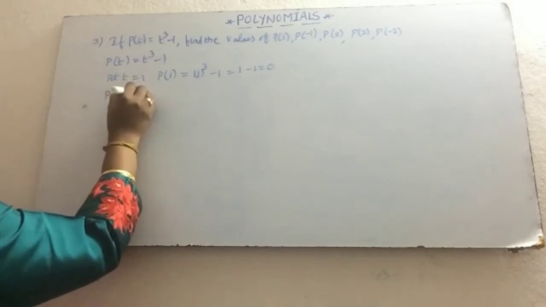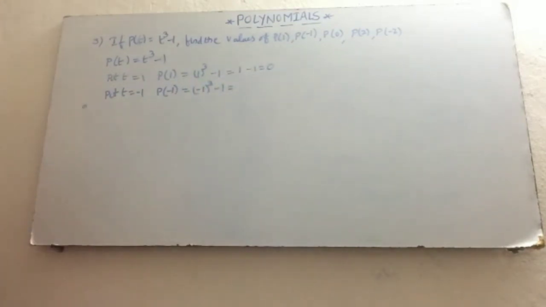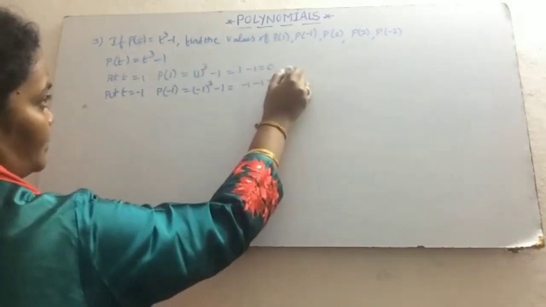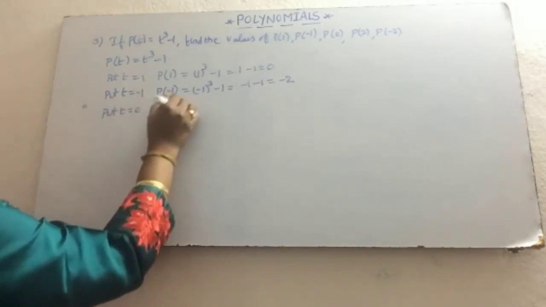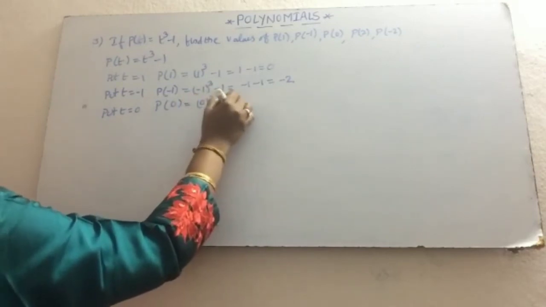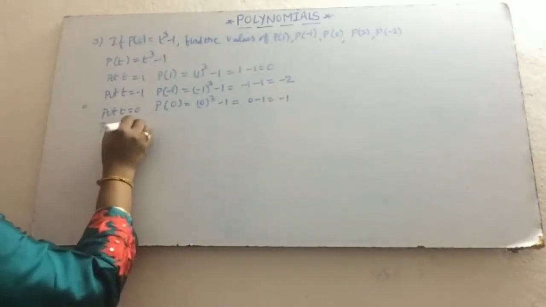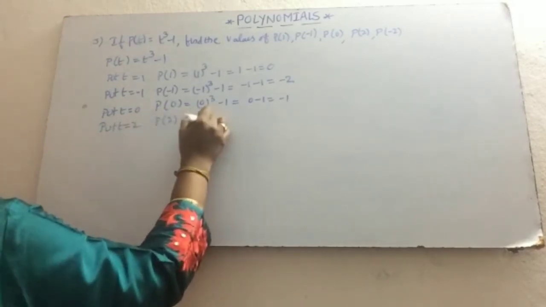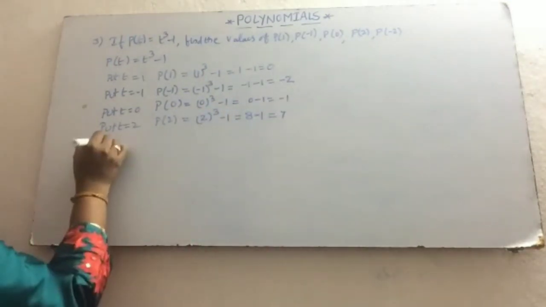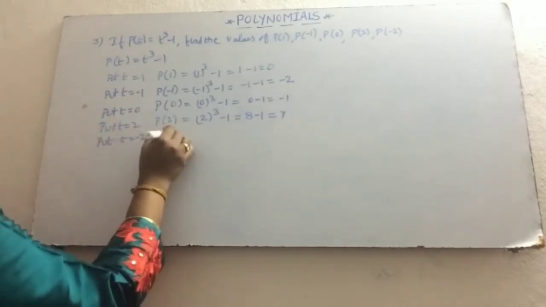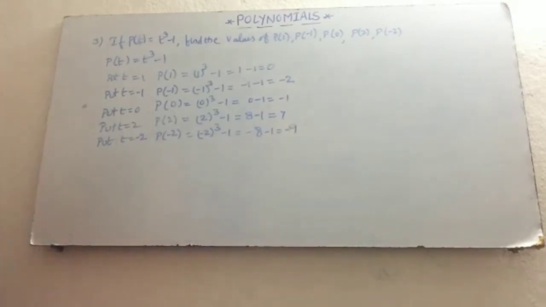And put t is equal to minus 1. P of minus 1 equal to minus 1 whole cube minus 1. That means minus 1 minus 1, minus 2. And put t is equal to 0. P of 0 is equal to 0 cube minus 1. That is equal to 0 minus 1, minus 1. T is equal to 2. P of 2 is equal to 2 whole cube minus 1. That means 8 minus 1. And put t is equal to minus 2. P of minus 2 is equal to minus 2 whole cube minus 1. That means minus 8 minus 1, minus 9.